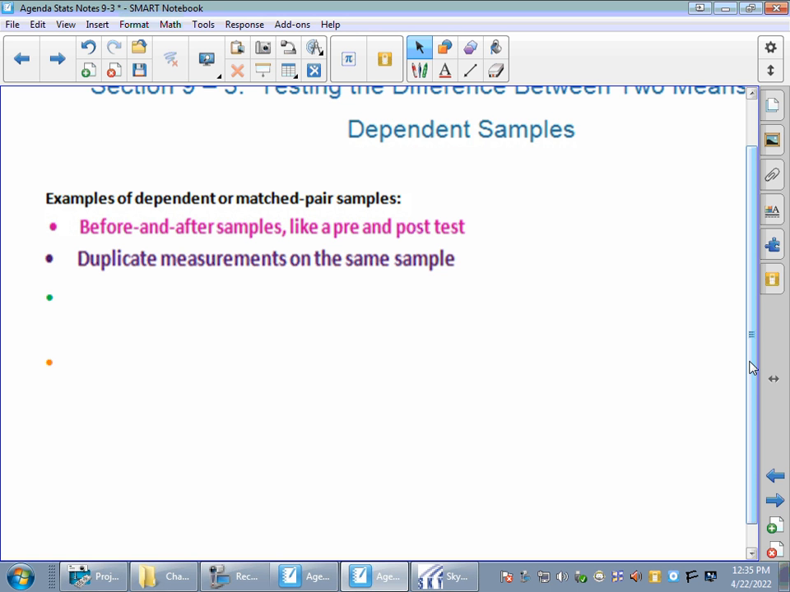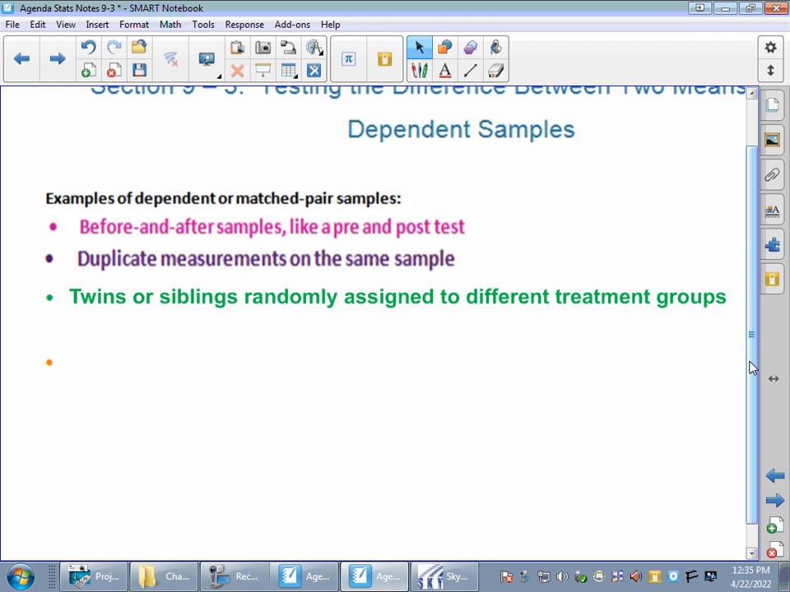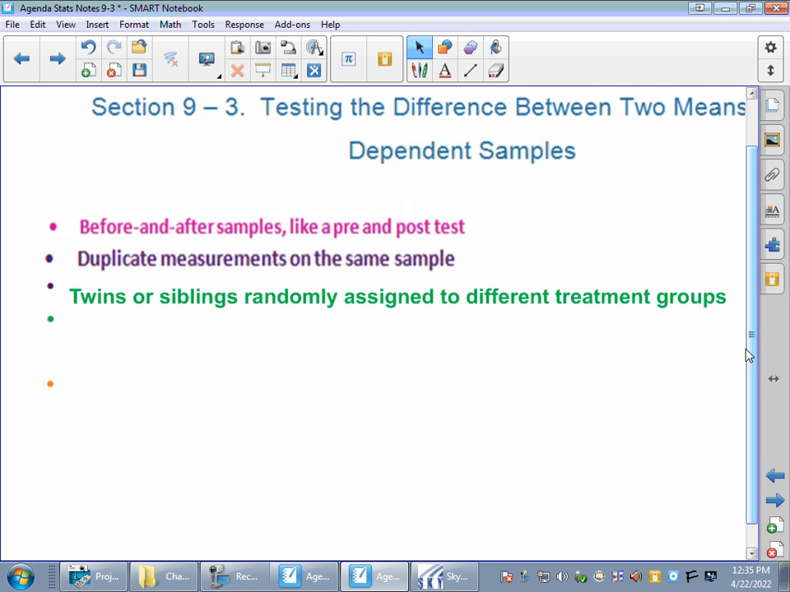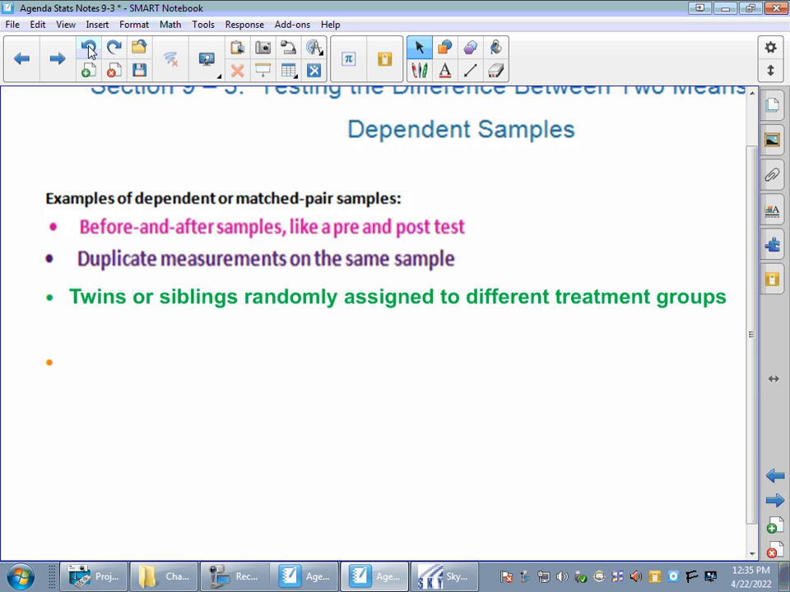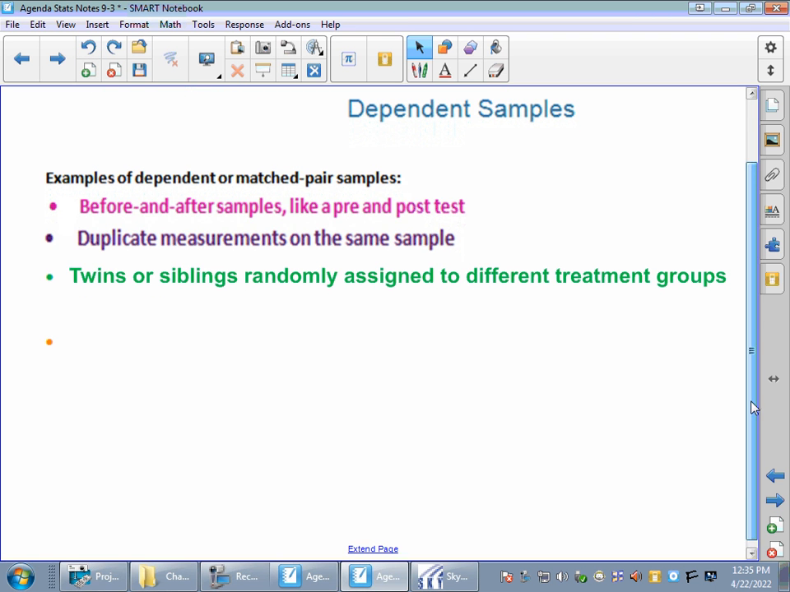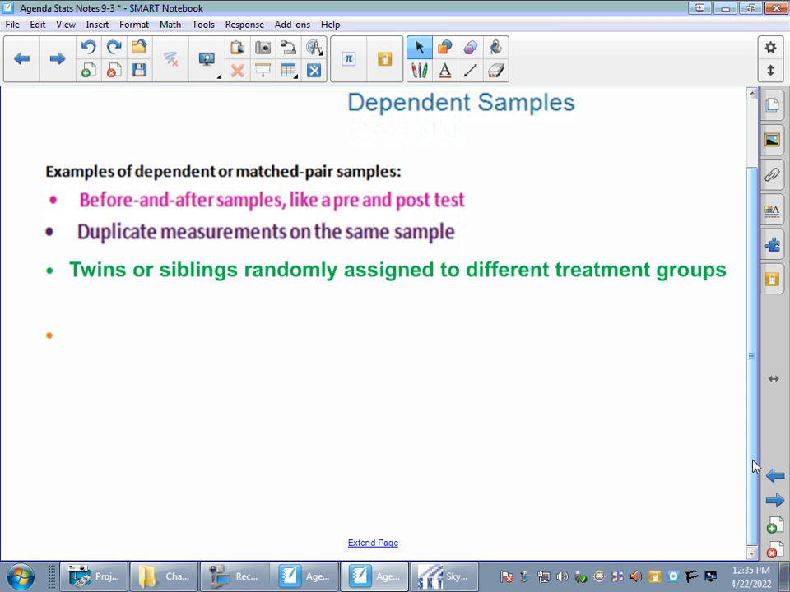We could do something like a twin or sibling study. So we're going to assign twins or siblings to different treatment groups. So we're looking at an observational study. And then we're going to test or do whatever it is that we're going to collect our data from.